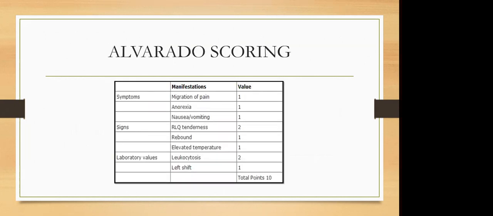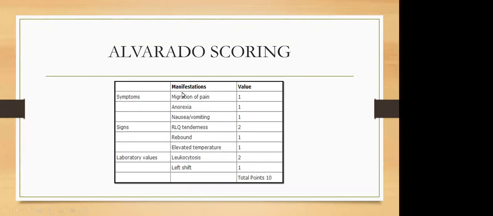So the total value for the score is 10. Each item has a value of 1, except two things: the sign of right lower quadrant tenderness, which has a 2, and the laboratory result of leukocytosis, which also gets 2. The rest have 1 each. So according to how the patient presents, does the patient have right lower quadrant tenderness? 2. Does the patient have an elevated temperature? You add 1. What about the blood results? You add 2 or 1. What about whether the patient is vomiting or has nausea?